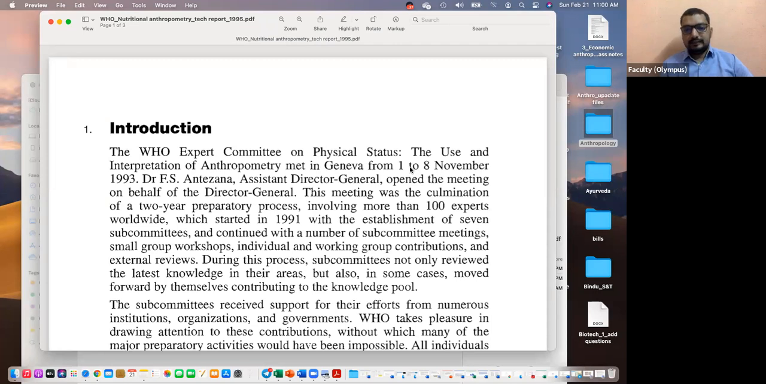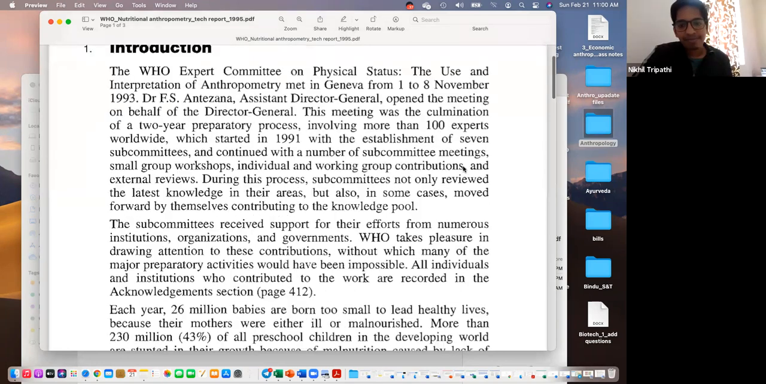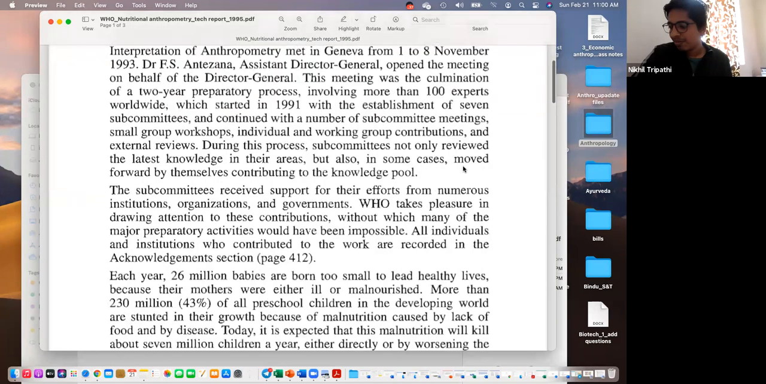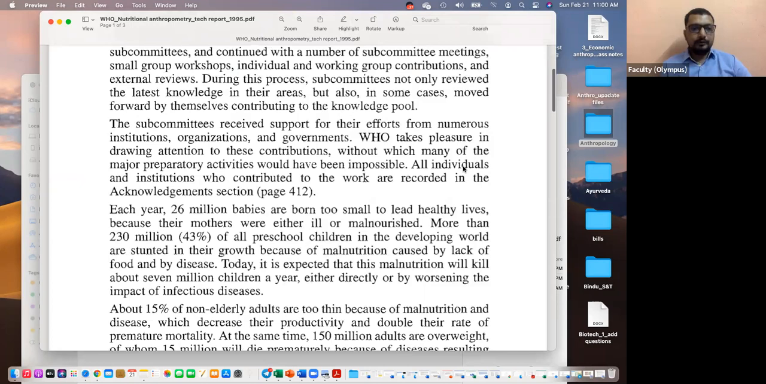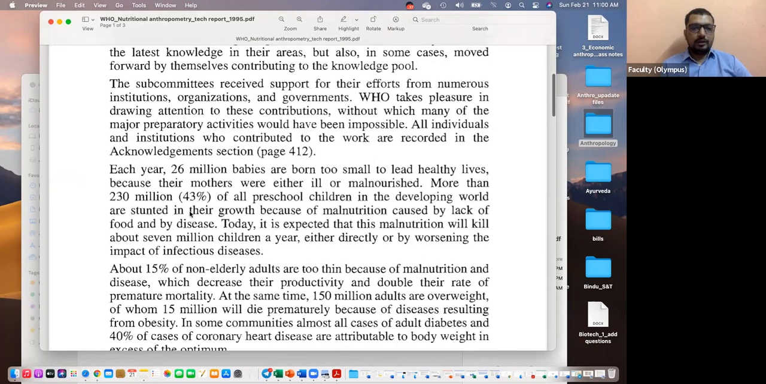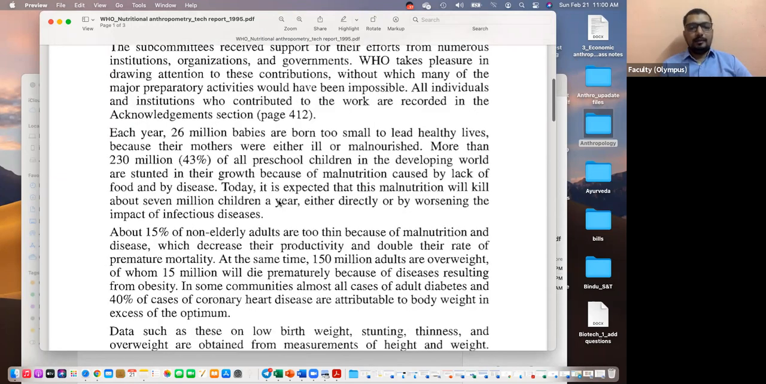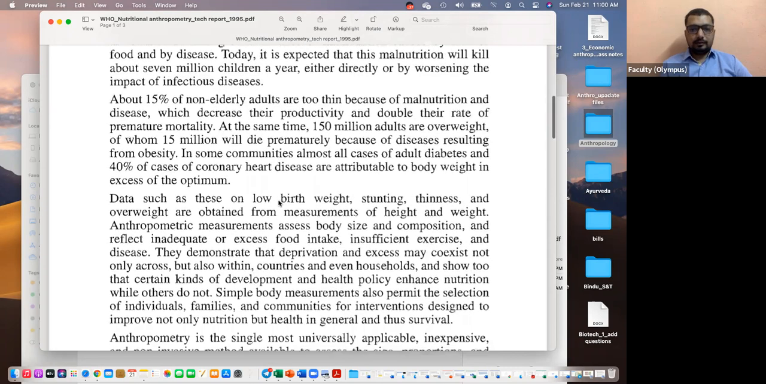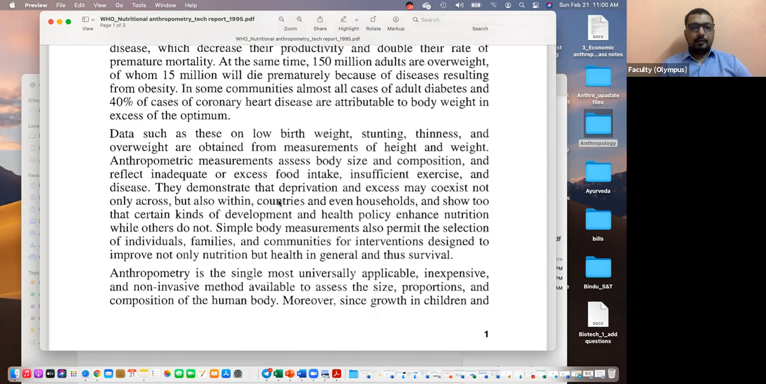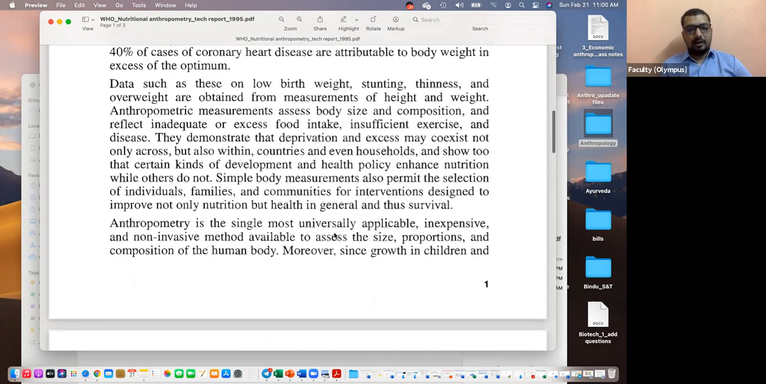Okay, this is the same science we're talking about. I'm going to give you this report given by WHO, an old report from 1995, on how children are more and more prone to malnourishment in many areas. WHO came up with the idea of anthropometry, which is the single most universally applicable, inexpensive, non-invasive method available to assess various measurements like size, proportions, and composition.